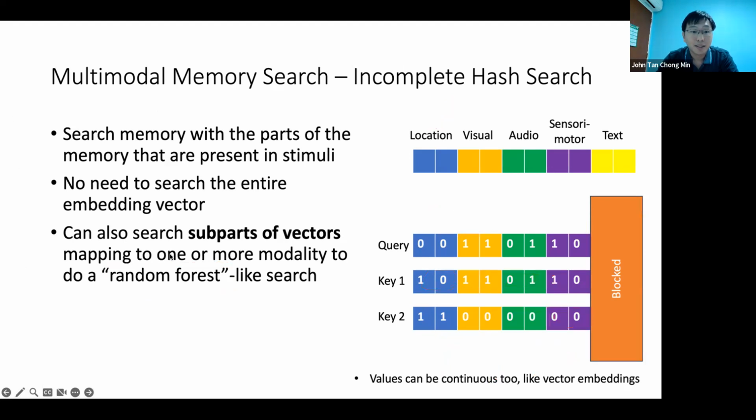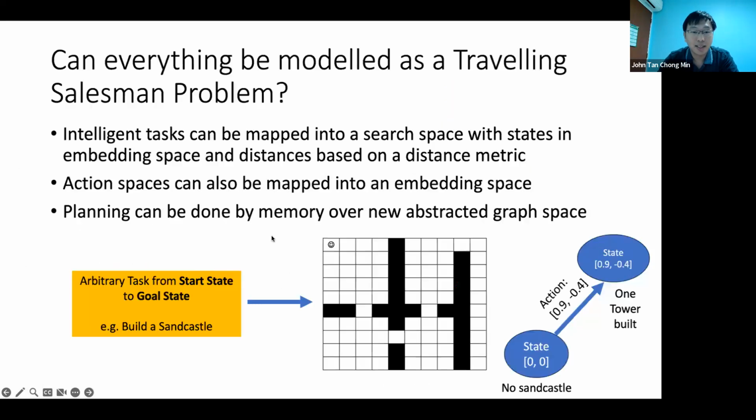Okay, thanks for staying through. Actually, I have one last slide here. Maybe we can end here just to pick your brains a bit. Can intelligence just be a graph traversal problem or a distance problem, like the traveling salesman problem?